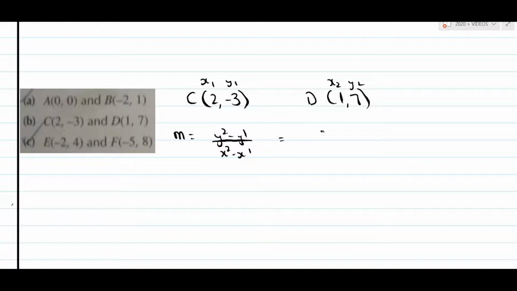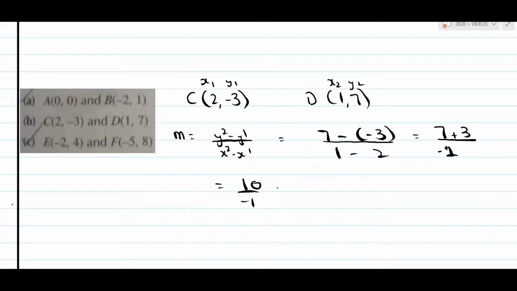Now y2 is 7 minus bracket negative 3, because y1 is negative 3, upon x2 minus x1. Therefore 7 minus minus is plus, therefore 7 plus 3 upon 1 minus 2 is minus 1. Therefore you get 10 upon minus 1, and this can be written as minus 10, and this will be your gradient.